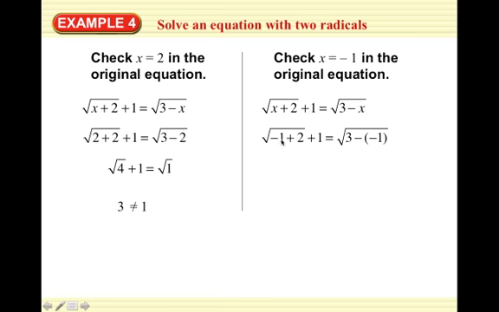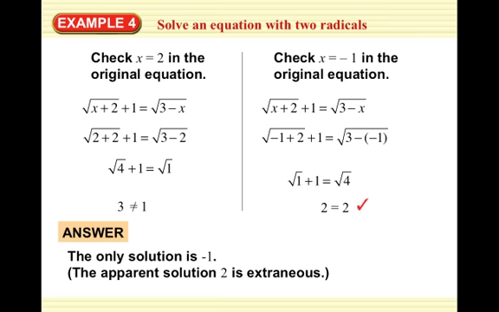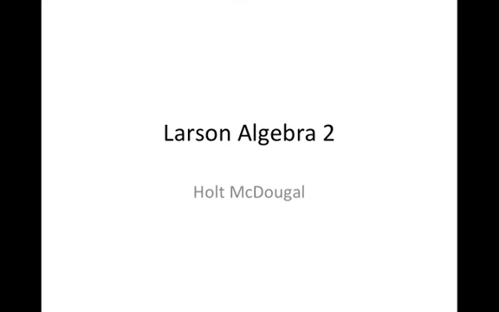So we've got the square root of negative 1 plus 2, and then we're going to add 1. And we're going to see if that equals the square root of 3 minus negative 1. Okay, negative 1 plus 2 gives us 1, so we have square root of 1 plus 1. 3 minus negative 1 is the same thing as 3 plus 1, so that gives us square root of 4. Square root of 1 is 1. Add another 1 to it, you get 2. Square root of 4 is 2. So the solution x equals negative 1 does work. The apparent solution 2 is extraneous. So we got to kick it out.